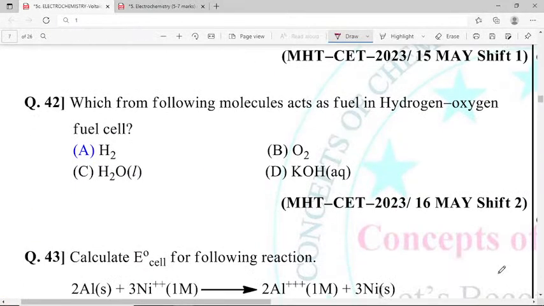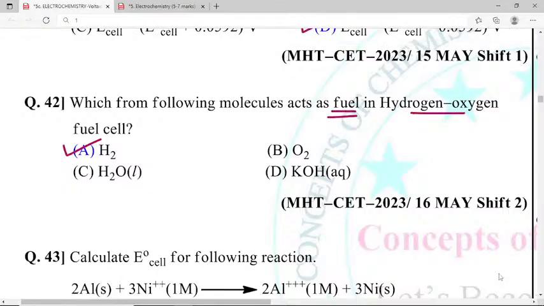Which of the following molecules acts as the fuel in an H2-O2 fuel cell? What is the fuel? Hydrogen is the fuel. This is the electrolyte. This is the oxidizing agent.